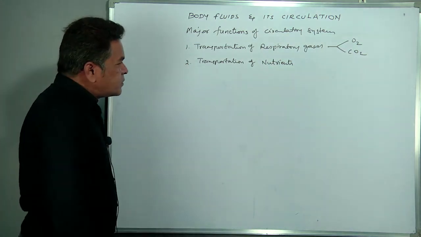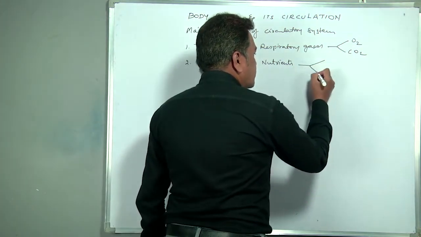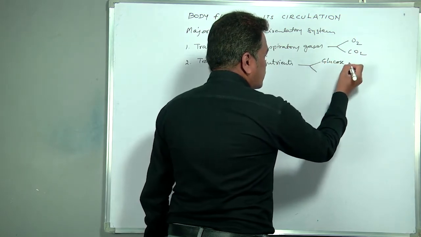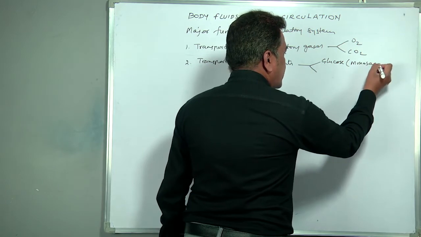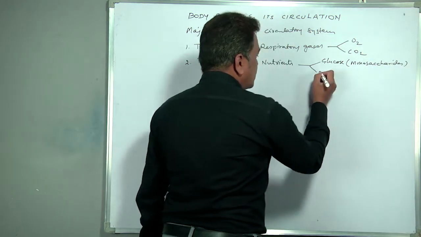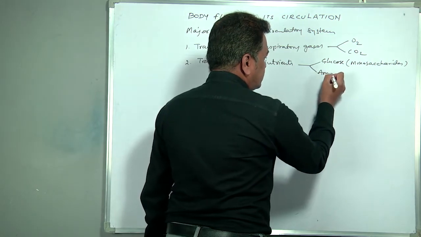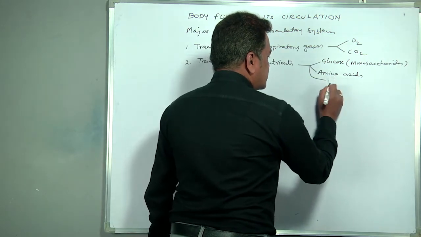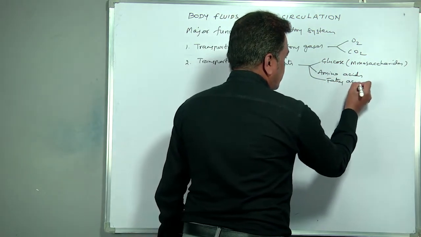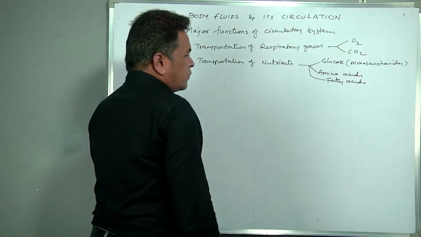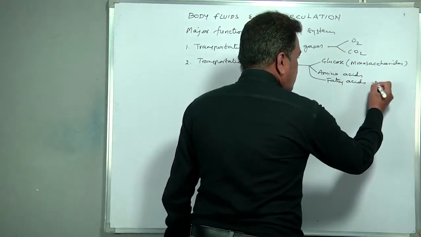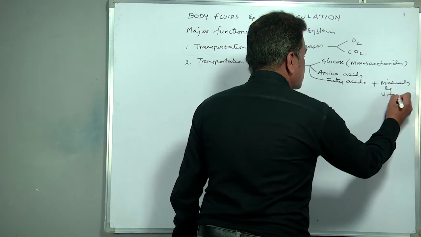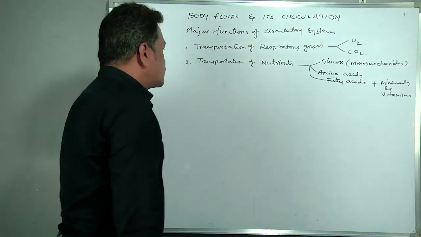The next major function is the transportation of nutrients. The nutrients may be monosaccharides, or we can say glucose, then amino acids, then fatty acids, along with minerals and vitamins. So, transportation of the nutrients.